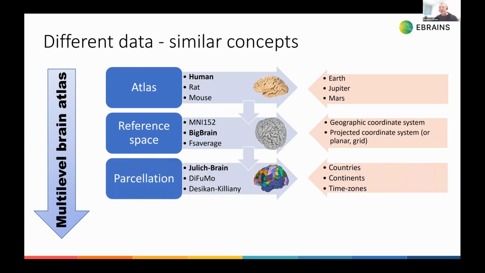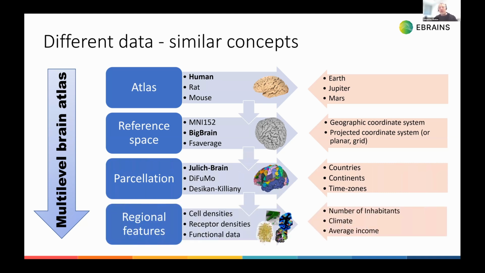Then we have different parcellations. Within our talk and the live demo, we'll mainly focus on the Jülich Brain Atlas, which is one parcellation scheme which is included for the human atlas. This is comparable to different countries, continents, time zones, so different kinds of parcellation you apply to a reference space of an atlas. And the last point in the hierarchy are those regional features.